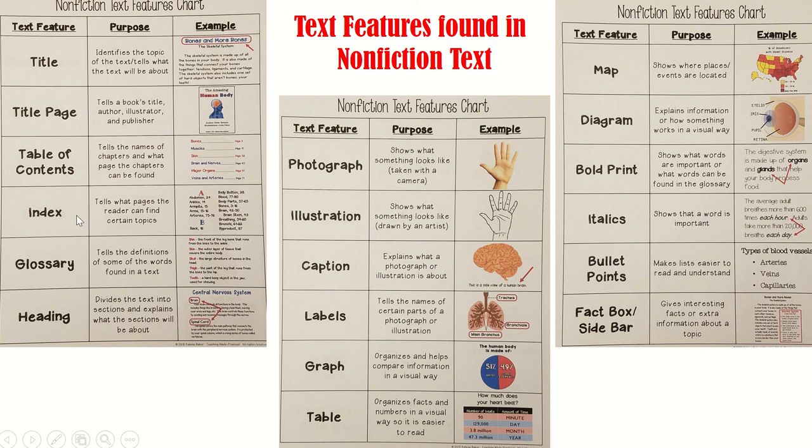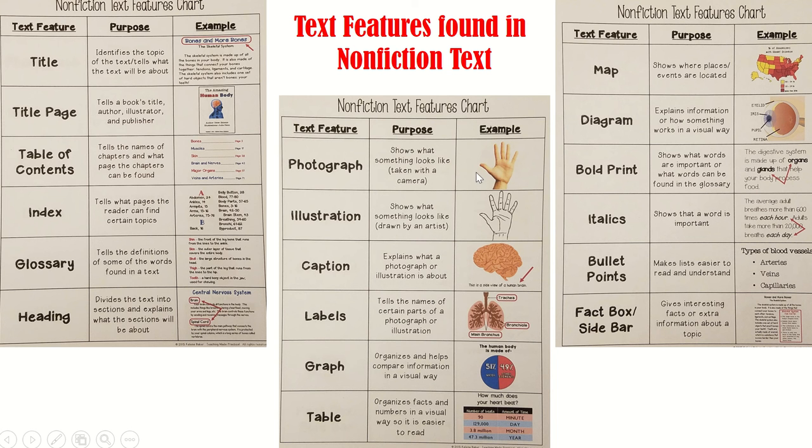Your index is found at the end of the book, and it gives you page numbers of where you can find certain words. Your glossary is also at the end of the book, and it gives definitions for words. The headings, remember, are those usually bold words that come at the beginning of a section or the beginning of a paragraph that tell us what it's going to be about.